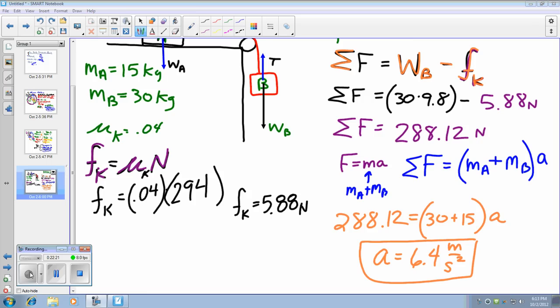Well, now that we have the acceleration value, we can treat this like two separate systems. A separate system for block A and for block B, and we can find the tension of the rope. I'm going to pull up a new slide and set up the same picture as before, and then we can go through the math.